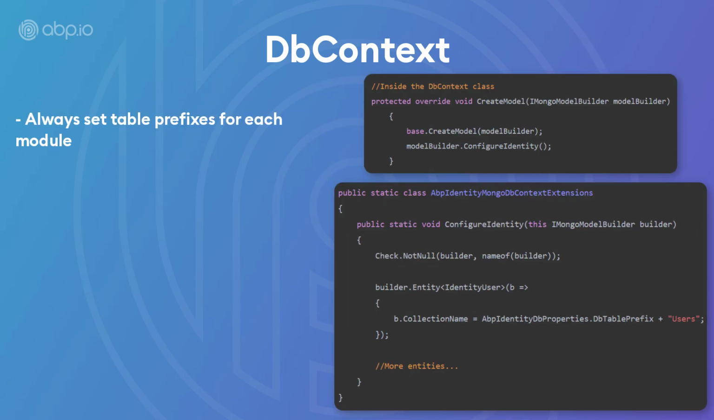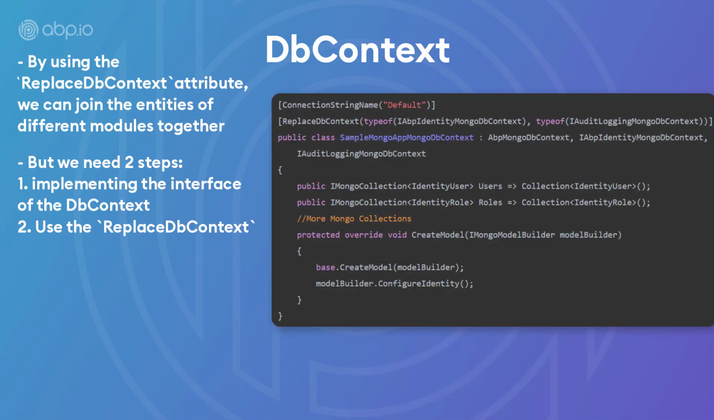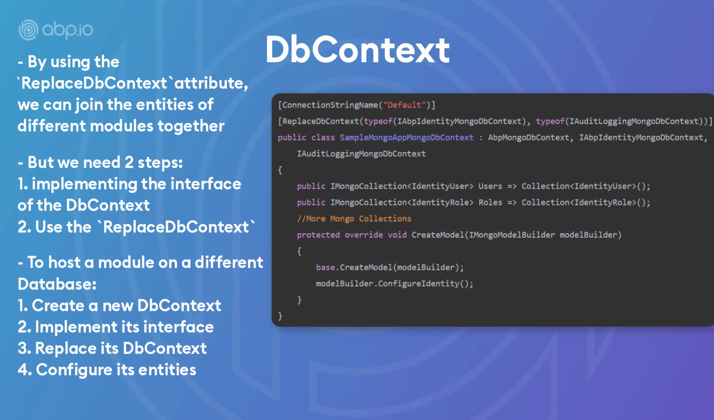We're going to be setting a prefix for each module, and of course, we're going to configure the entities inside of extension methods. The replace DbContext attribute is almost the same as well. We can query by combining tables in different DbContexts as long as they are in the same database. And calling the configure extension method will be enough since it does not need migration.